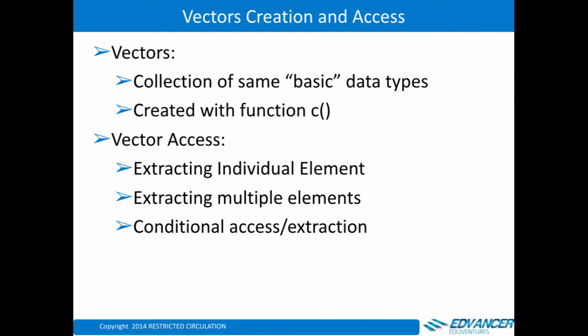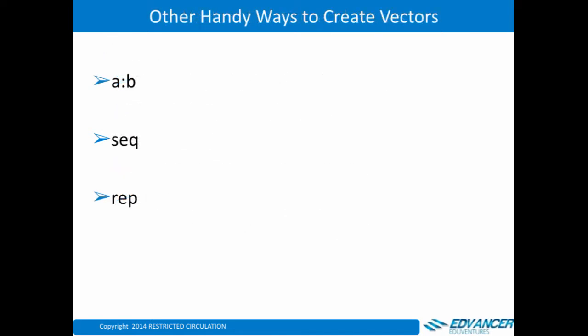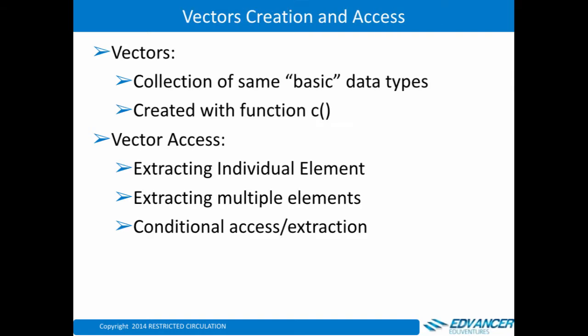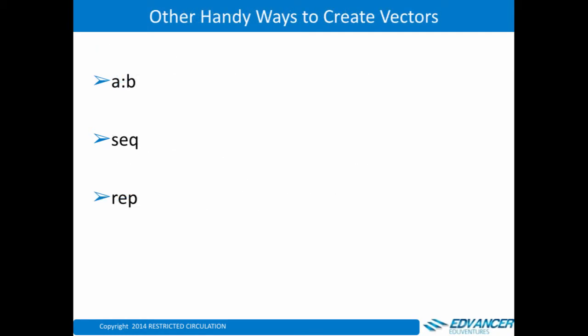Then we'll see how to access individual or multiple elements which are there in the vector, because a vector is going to contain multiple elements. We'll also see how to access the same elements with conditions. After that, we'll learn about some other ways to create vectors. The first way that we'll learn about, the function C, is not a very convenient way to create vectors, so we'll learn about some convenient, handy ways to create vectors using functions or inbuilt operators in R. Okay, let's start.